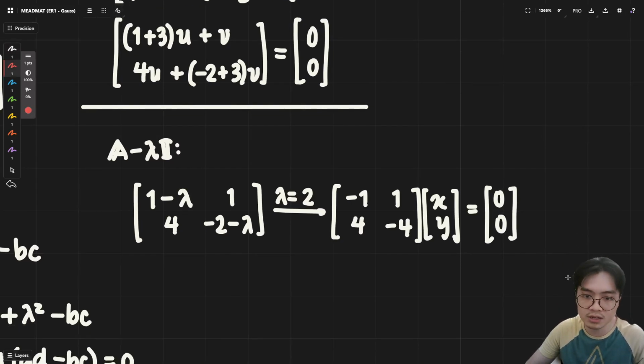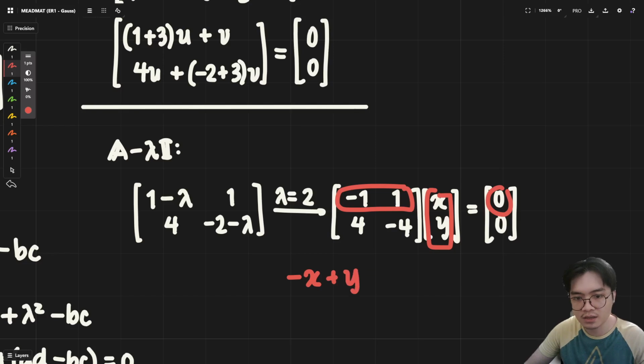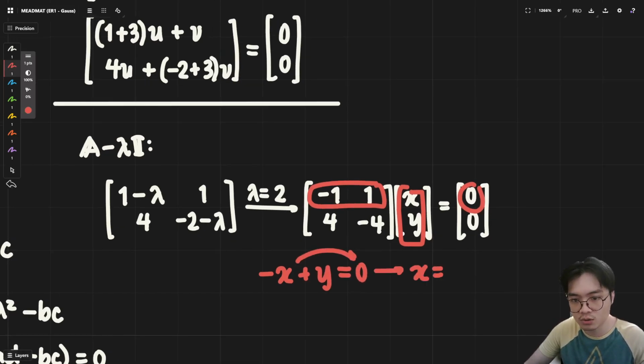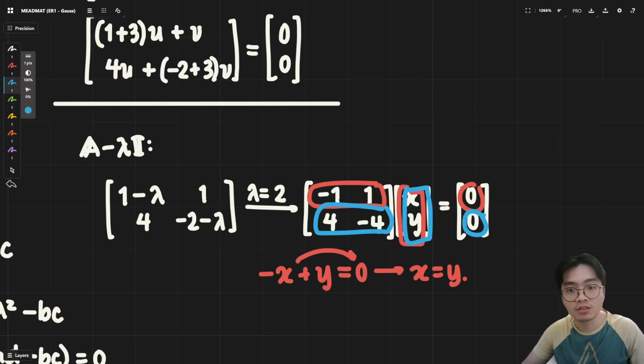What you can immediately see is that this thing times this thing is equal to this thing, aka negative x plus y is equal to 0, or in other words, your x is equal to your y. That's a possible thing, right? And again, you don't have to go through this second row for you to realize that that is indeed true.